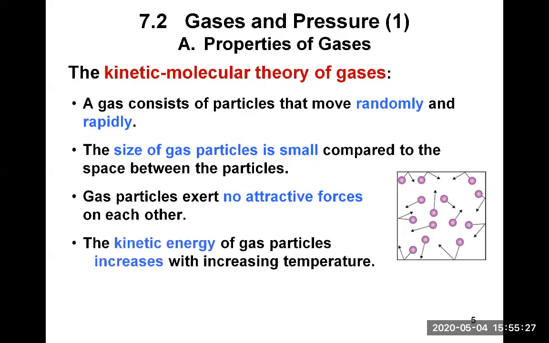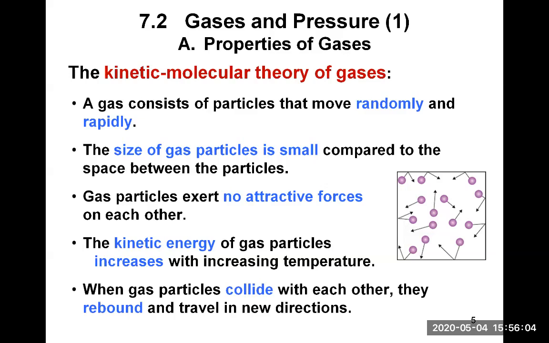The kinetic energy of the gas particles increases with increasing temperature. Gases have a high average kinetic energy. That's what gives them the energy to move around. And when you increase the temperature, that energy increases even more, and so they will fly and speed up even more. So temperature tells you that particles will move even faster if temperature increases.